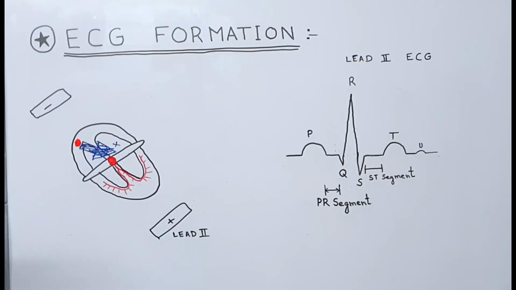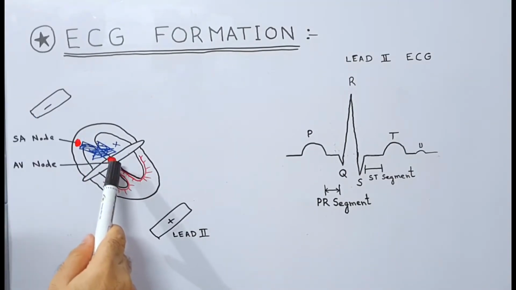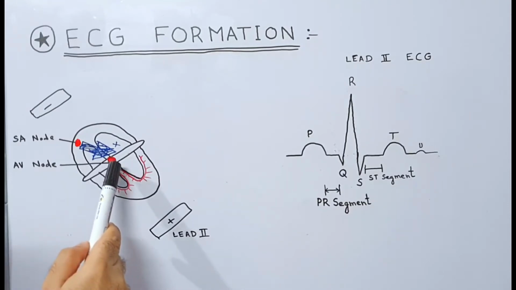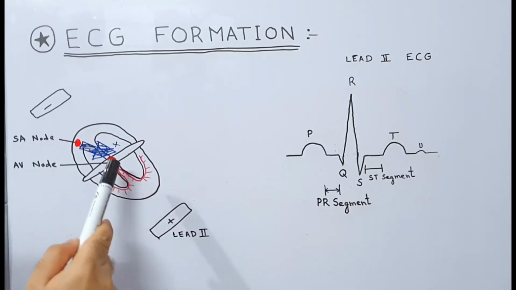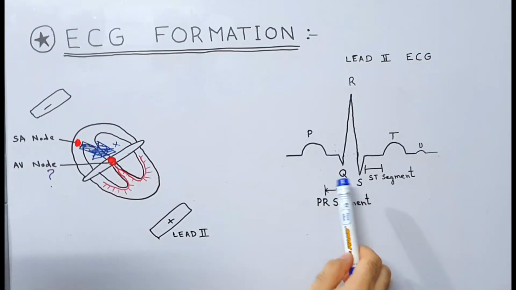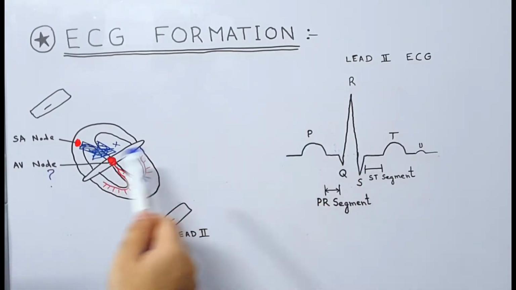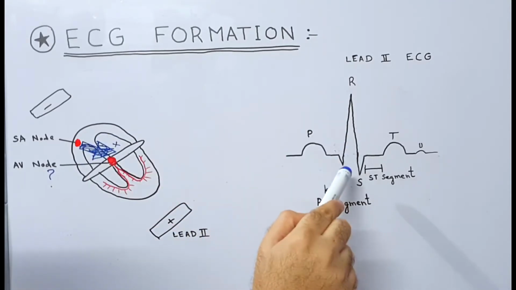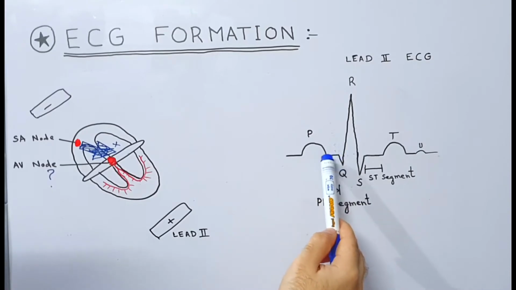Now the current has come in AV node. In the AV node there will be a delay of 0.1 second. The current will be held here for 0.1 second before it is passed forward. During this time there will be no resultant vector, and we will get this PR segment, a straight line. When there is no resultant vector, there will be no deflection of the ECG above or below the baseline. Therefore, we will get a straight line.